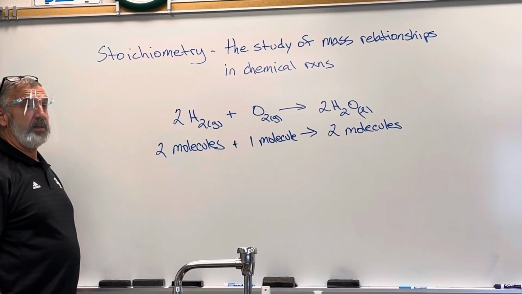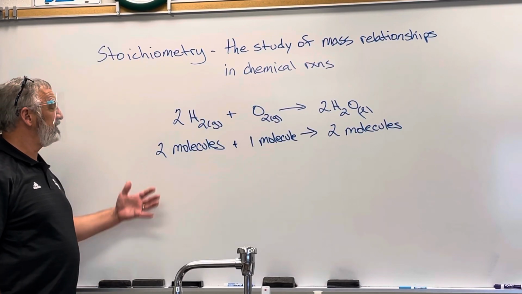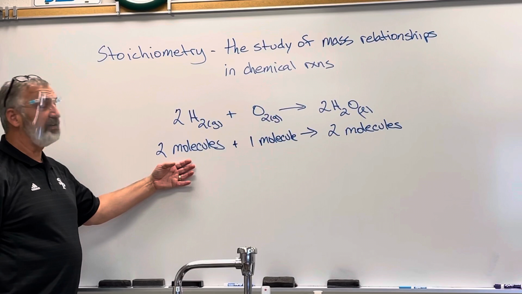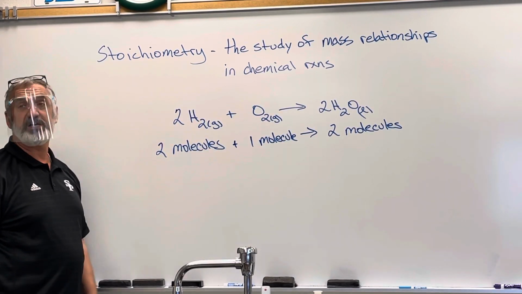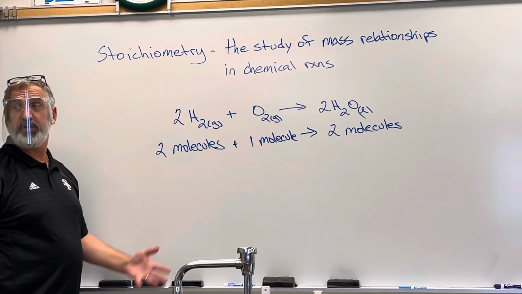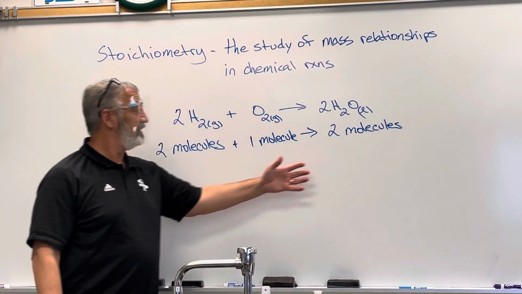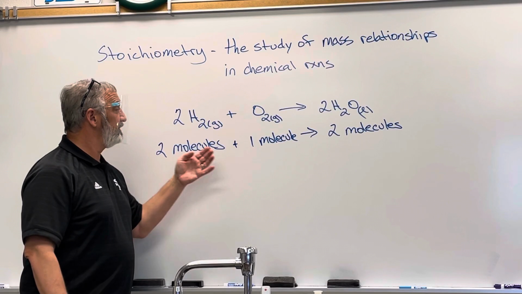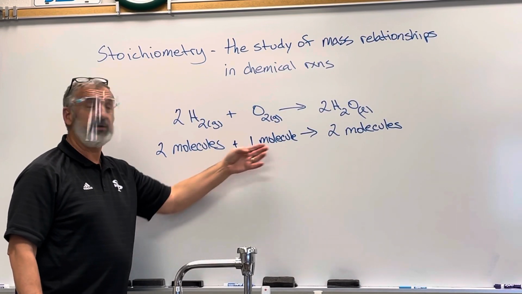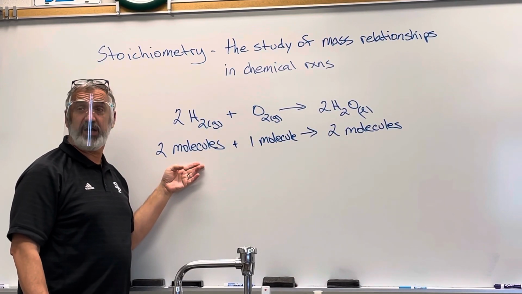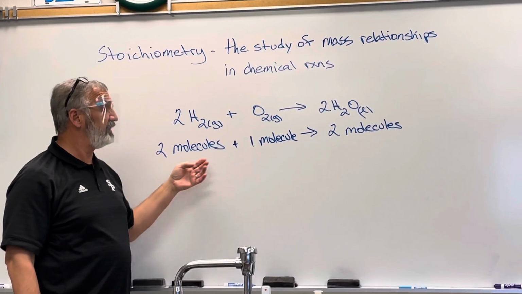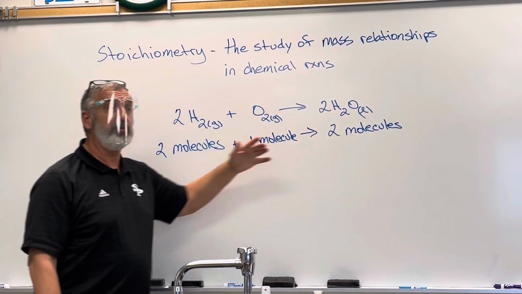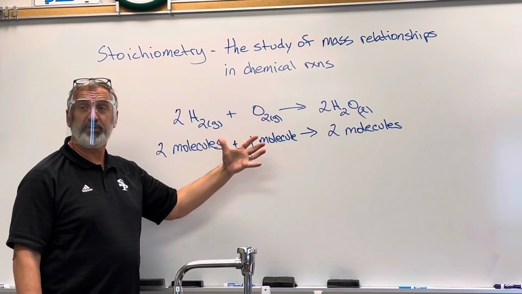Right? Now, if I had 200 molecules of H2, how many molecules of oxygen am I going to need? 100, right? And I'm going to make 200. If I have 1 million oxygens, how many hydrogens am I going to need to react with it? 2 million, and I'm going to make 2 million molecules of water. Because no matter what, I'm always going to have that 2-to-1 ratio.